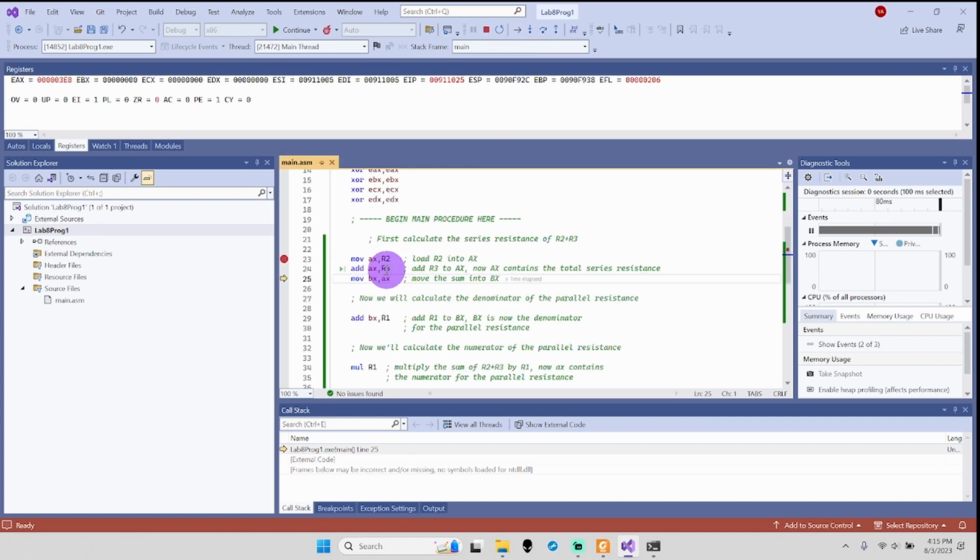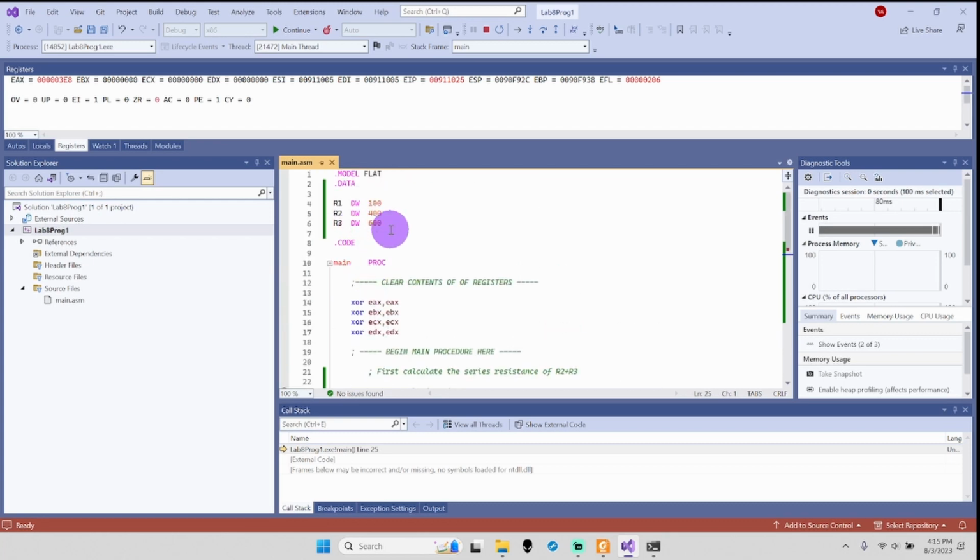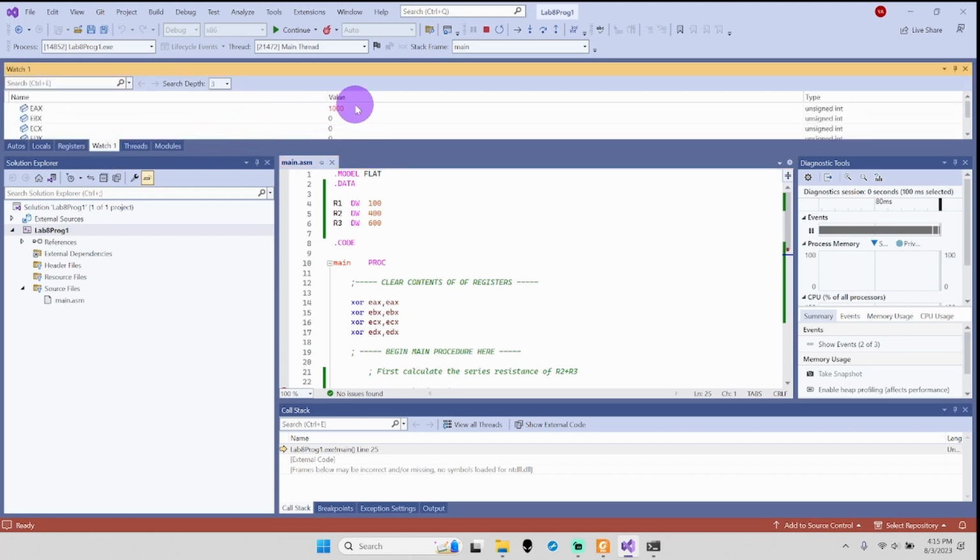Then we do R3 added to AX. That means that 600 got added to the 400 that was in AX. So 600 plus 400 equals 1,000. Yeah, 1,000. So let's go here. Watch. There goes 1,000 in decimal. Okay. Continue on.